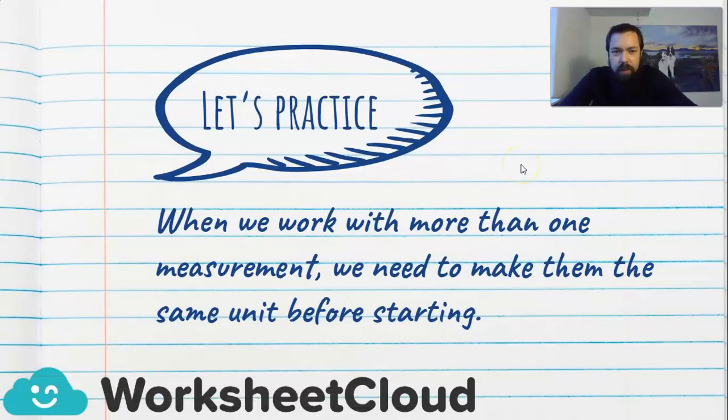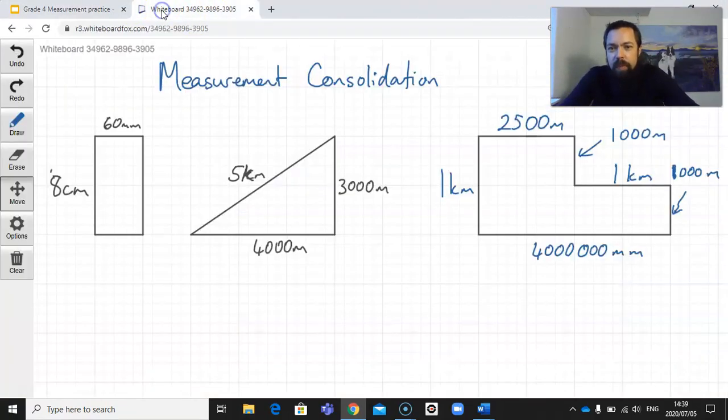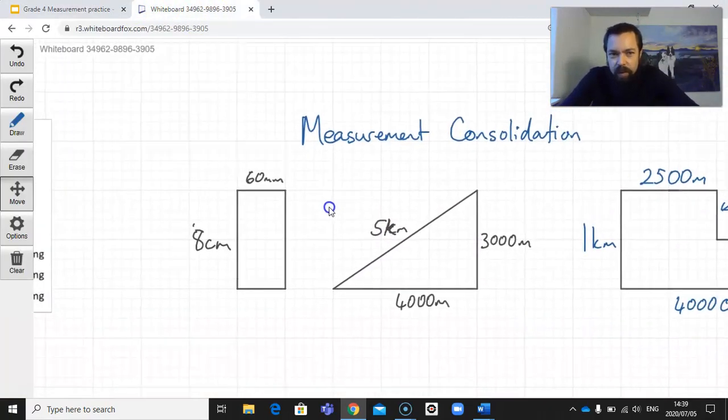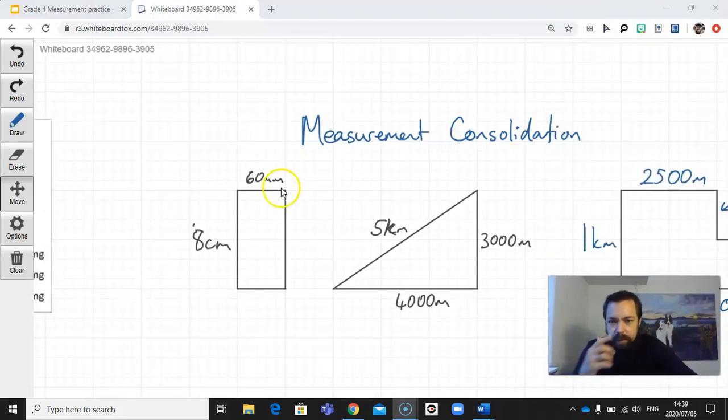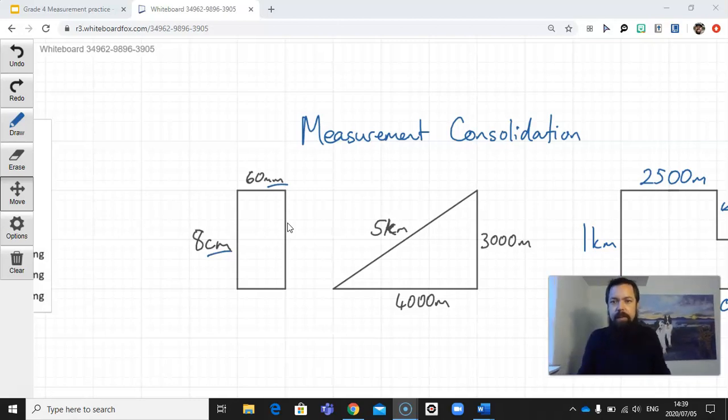So let's practice. When we work with more than one measurement, we need to make sure that we convert them to the same unit before we start. So, before I try and speak through an example, let's go across to the whiteboard and have a look at an example. All right, so let's look at the first one first. We've got centimeters over here, and we've got millimeters over there. What I meant by making sure that they're the same before you add them is that we can't add centimeters and millimeters because they're different things. We first need to make it the same thing before we go about adding them.